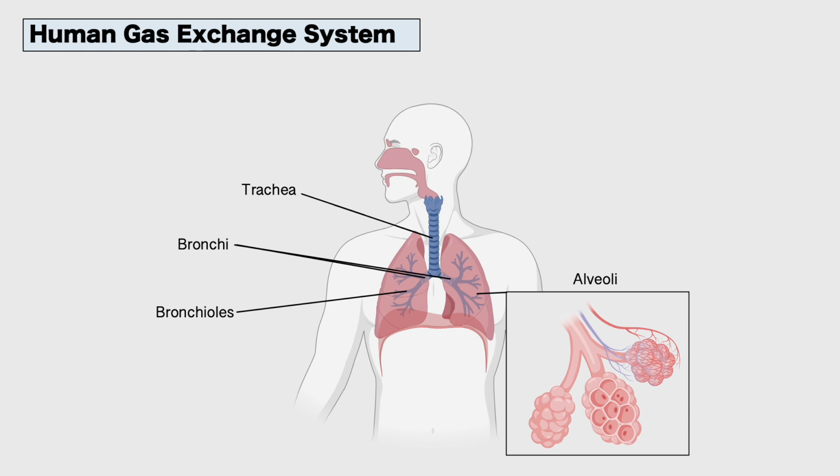Now let's move on to the human gas exchange system. Here are the main parts of it. The trachea is a flexible airway that is supported by rings of cartilage. The cartilage prevents the trachea collapsing as the air pressure inside falls when breathing in. The tracheal walls are made up of muscle lined with ciliated epithelium and goblet cells.